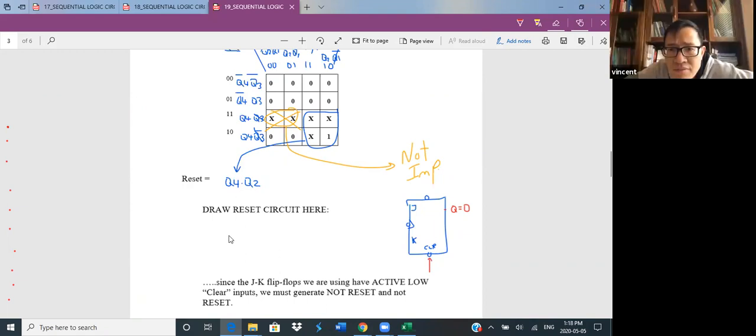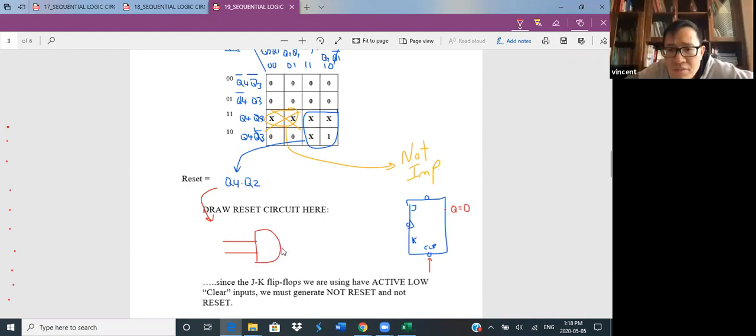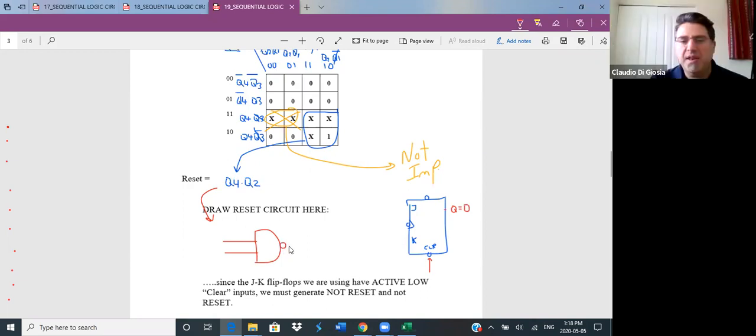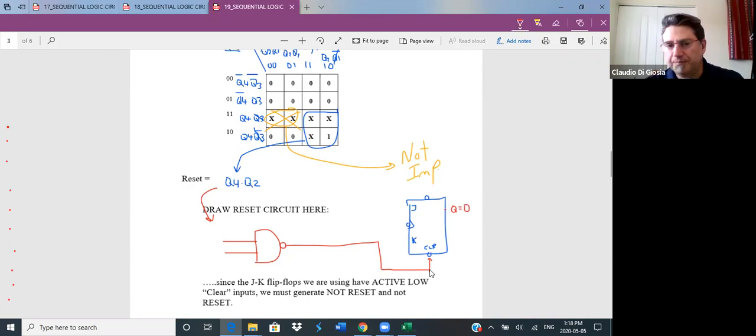Invert. So I'm basically going to take this guy here, Q4 multiplied by Q2, which is an AND gate. But the only thing is, it needs to be a 0. So I need to invert. So it's a NAND gate, and then this NAND gate will go to my clear. Yes. Okay. Now I've yet to draw the complete circuit, but here it says draw the reset circuit, and that's what this is. This guy here is the reset circuit.